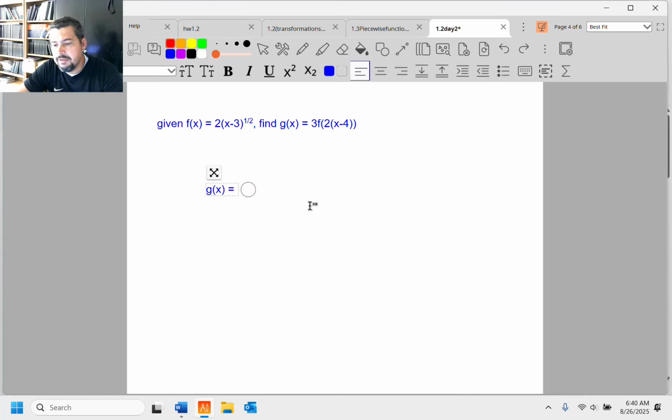Let's see here. We got to do the inside first. Remember, we got to do b first. There's already a 2 times x minus 3 minus 4. So I've inserted my 2. Negative 3 take away 4 is negative 7. Close, close. Power here is the 1/2, which is the square root symbol.